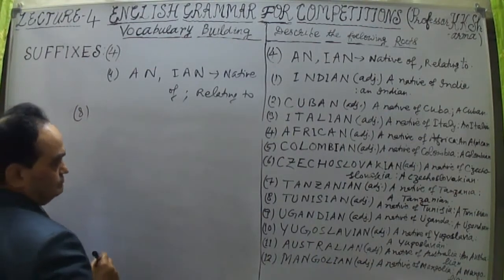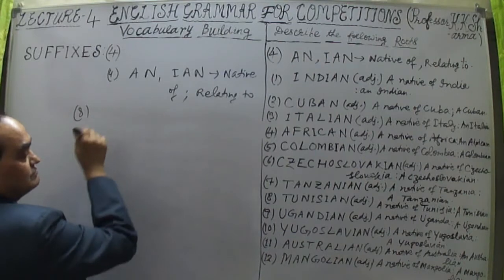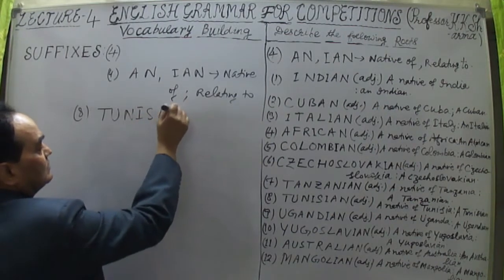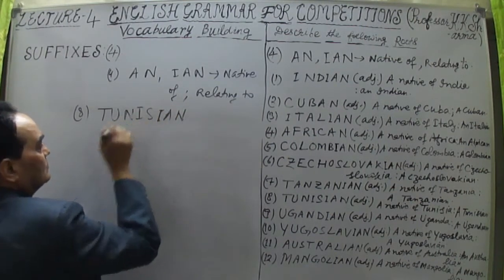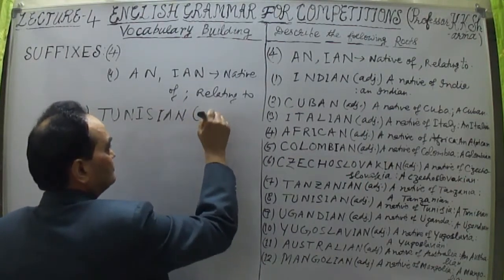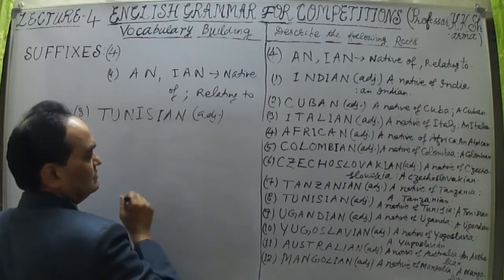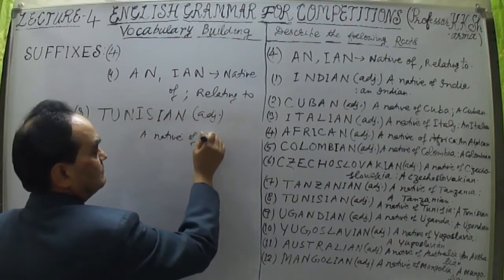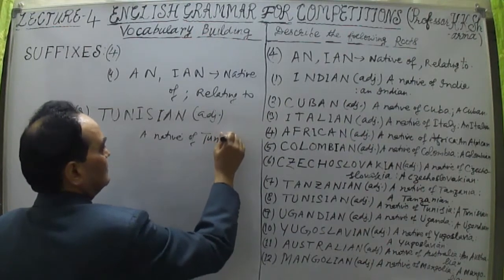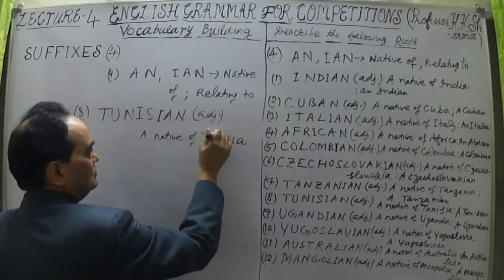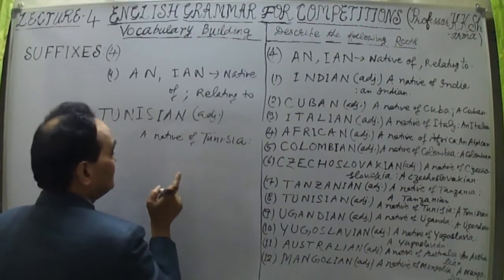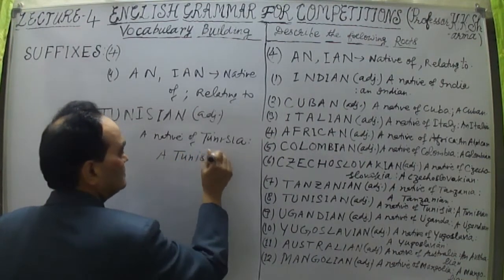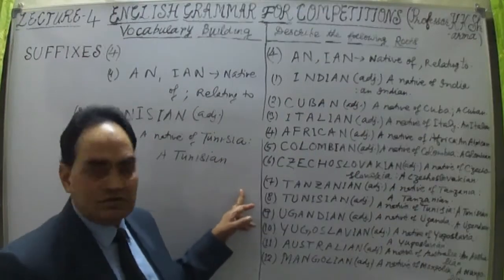Now word number 8. Tunisian. This is Tunisian. T-U-N-I-S-I-A. Country Tunisia, and the native of the country is Tunisian. Adjective, which is Tunisian, right? So a native of Tunisia. So how do you say the citizen of the country? A Tunisian. This is a native of that country, a Tunisian.